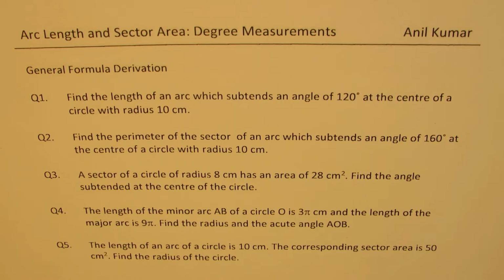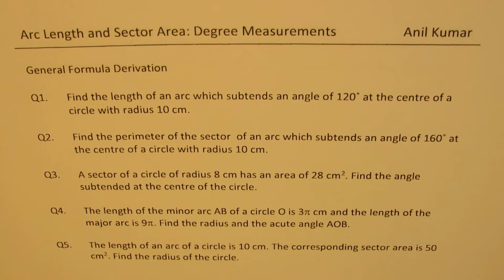Question number 3. A sector of a circle of radius 8 cm has an area of 28 cm square. Find the angle subtended at the center of the circle. Question number 4. The length of the minor arc AB of a circle O is 3 pi cm and the length of the major arc is 9 pi. Find the radius and acute angle AOB.